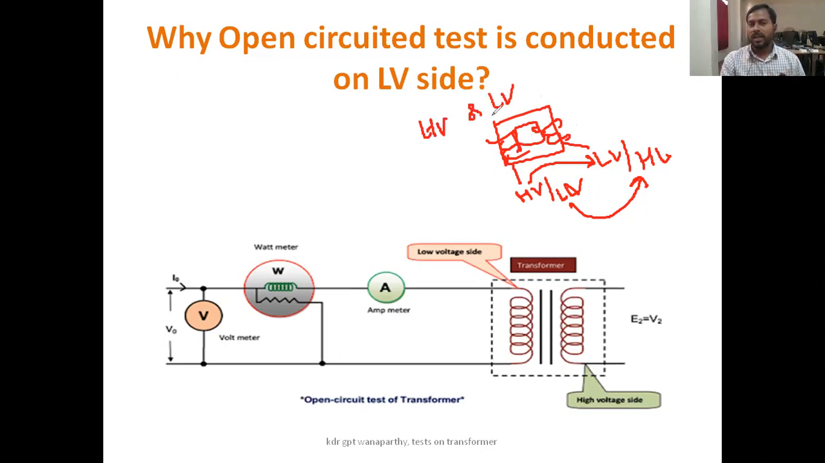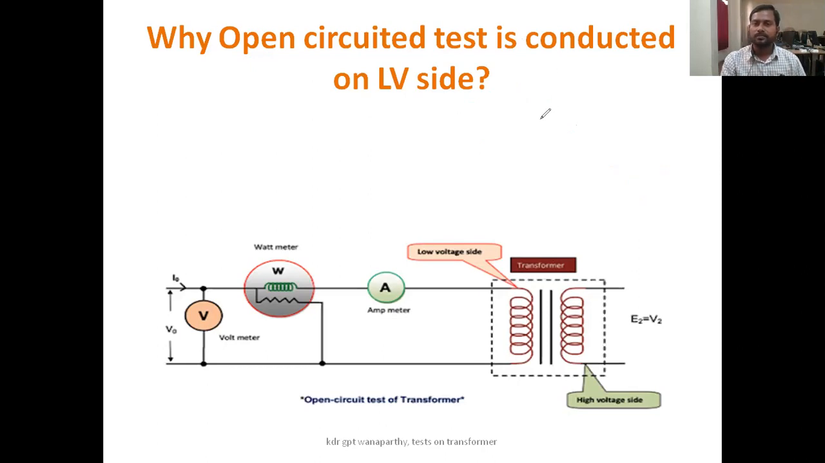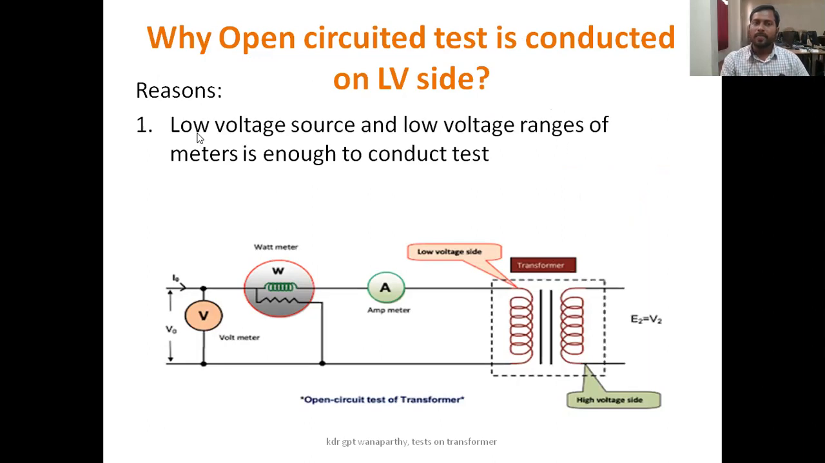What happens if you conduct the OC test on LV? What happens if you conduct the OC test on HV? Let us discuss clearly and in depth. If you conduct the open circuit test on the LV side, what are the advantages? First, this is the LV winding, you can see in the figure, the LV side. LV is nothing but a low voltage source.